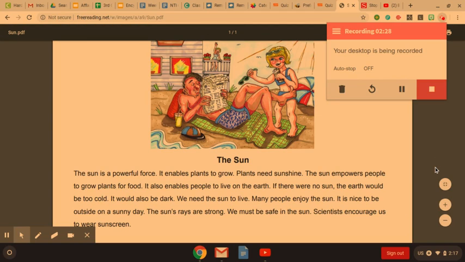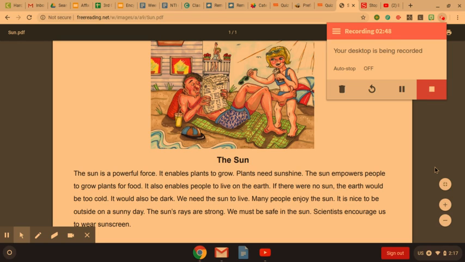The sun. The sun is a powerful force. It enables plants to grow. Plants need sunshine. The sun empowers people to grow plants for food. It also enables people to live on the earth. If there were no sun, the earth would be too cold. It would also be dark. We need the sun to live.